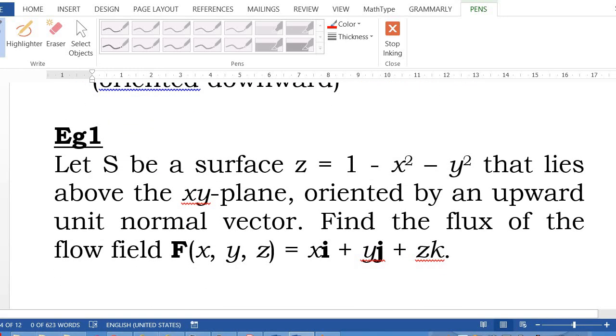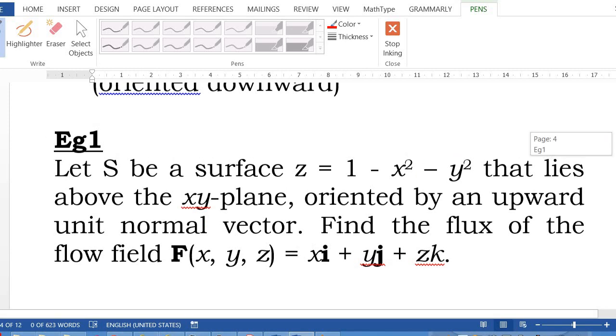Example 1. We have three examples to demonstrate how you evaluate the flux integral. Let S be the surface z equals 1 minus x squared minus y squared that lies above the xy plane. This is a paraboloid surface, bounded from z equals 0 up to the maximum point at z equals 1, oriented by an upward unit normal vector.